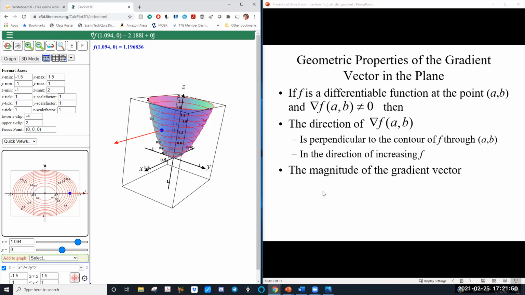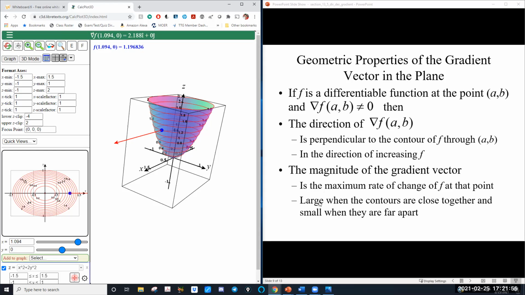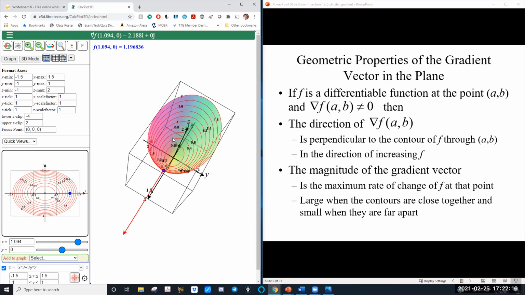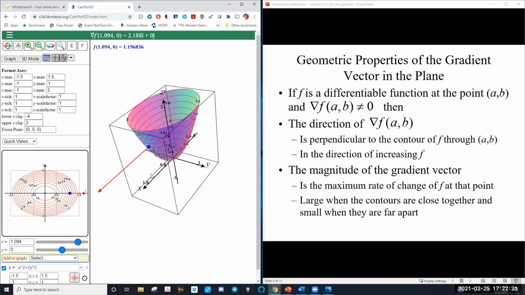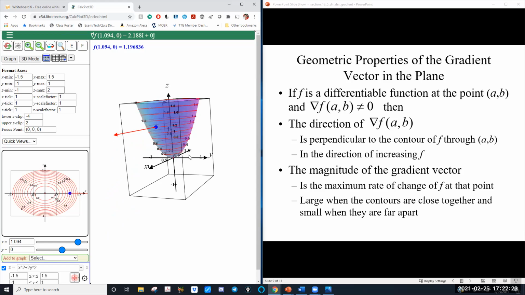Now, the magnitude of the gradient vector is the maximum rate of change of f at that point. And it's large when the contours are close together, because when the contours are close together, we have the same change in z value for a shorter distance, okay? So if we look at our contour plot, we can see it in the curve, right? The curve gets steeper and steeper in the surface, I should call it. In the surface, it gets steeper and steeper.